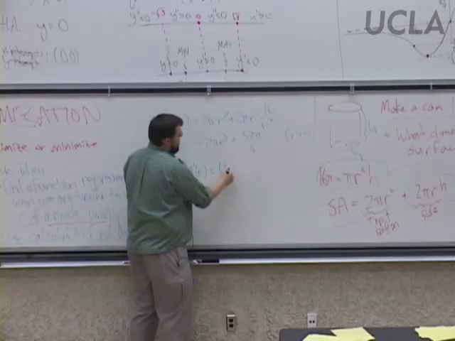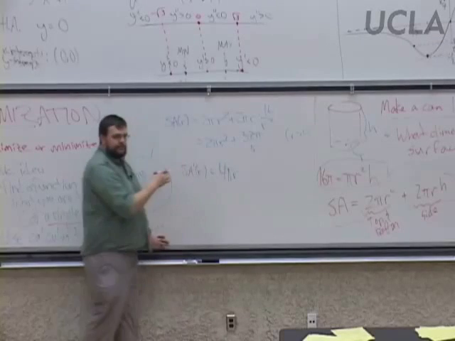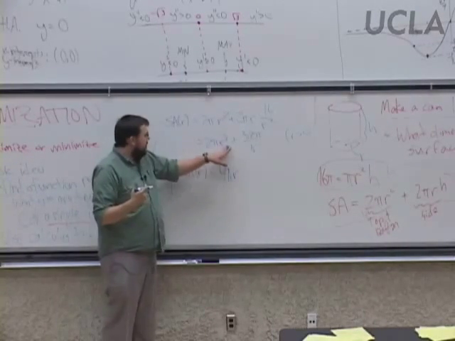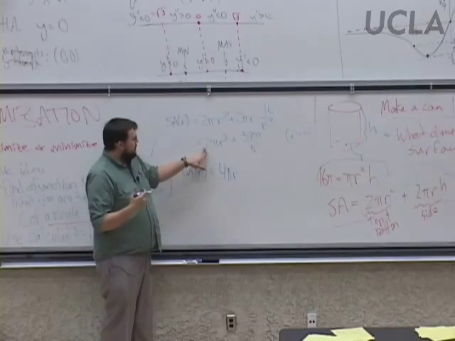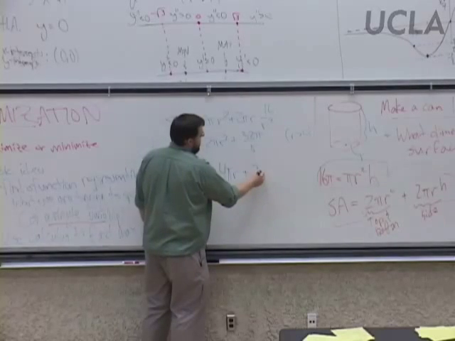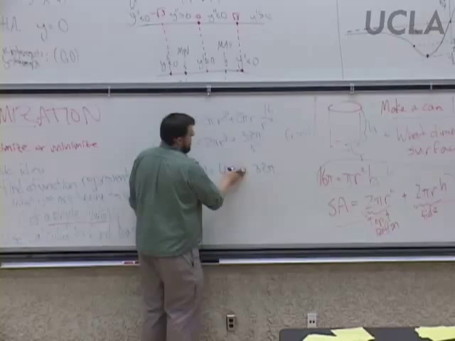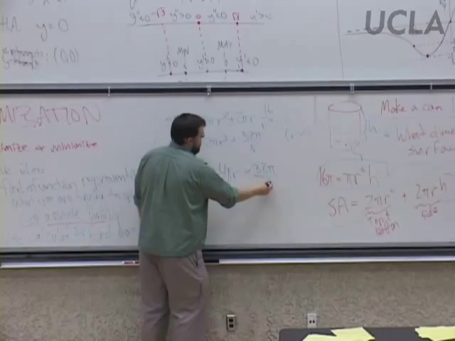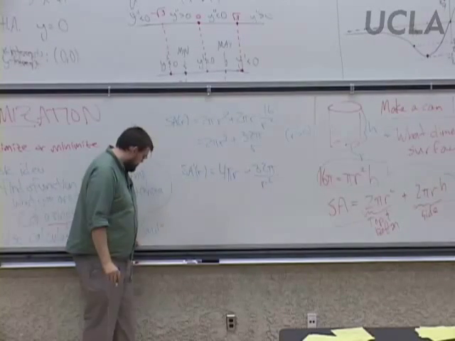4 pi r. Yeah. Because we're taking the derivative with respect to r. R is our variable. Wherever the variable is, that's what we take the derivative with respect to. R can change. So the 2 comes down, r to the 1. What's the derivative of 32 pi over r? It becomes actually a negative 32 pi over r squared. Now, how did we do that?